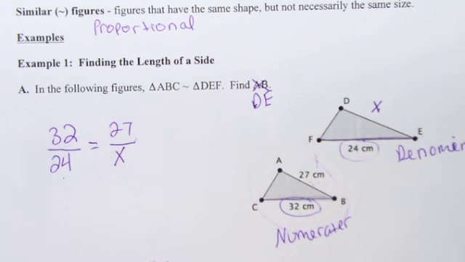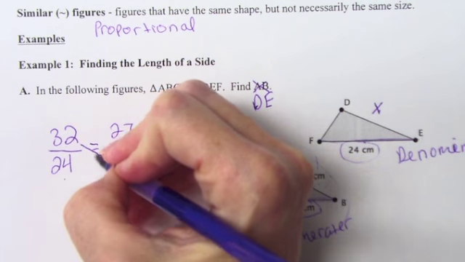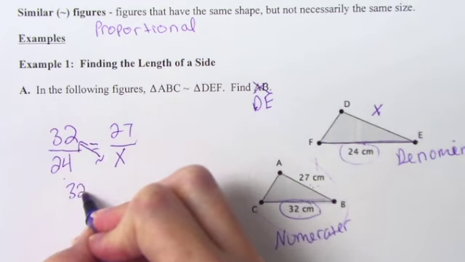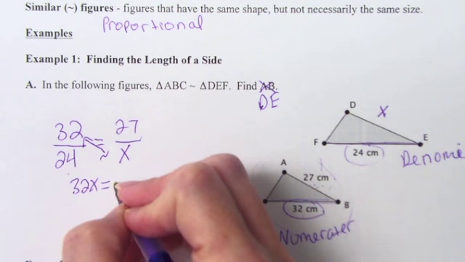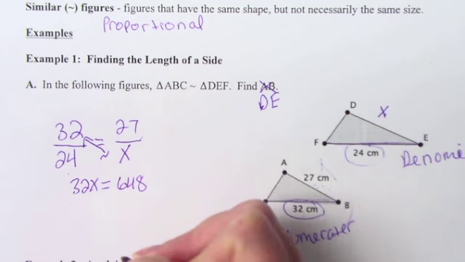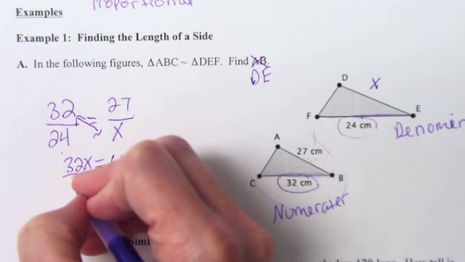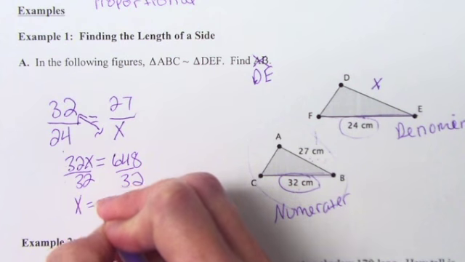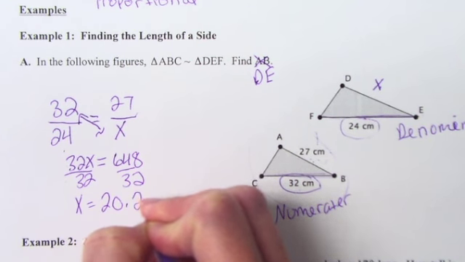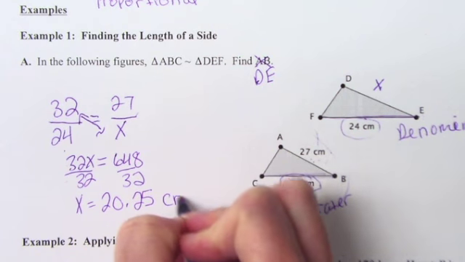And then we're going to cross multiply. Okay, so we want to cross multiply. We want to take 32 times X. So we get 32X equals, and then we have 24 times 27 equals 648. And then we solve just like an equation. Divide both sides by 32. We get that X equals 20.25 centimeters.